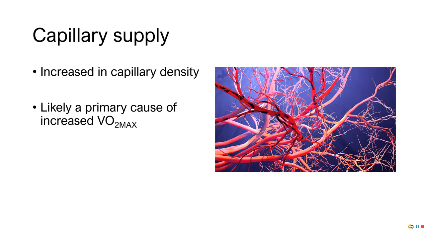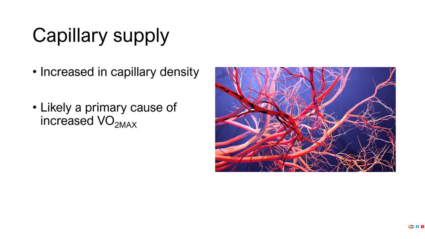With the capillaries, we increase capillary density. This is probably a big reason why we can increase VO2 max. We talked about how cardiac output increases in the cardiovascular part. That's great, because we can deliver more blood, which means more oxygen, but we have to be able to get that oxygen into the muscle, and the muscle has to be able to use it. Otherwise it doesn't matter if we've got a lot of oxygen. So by increasing the number of capillaries, we can get more oxygen into the muscle.